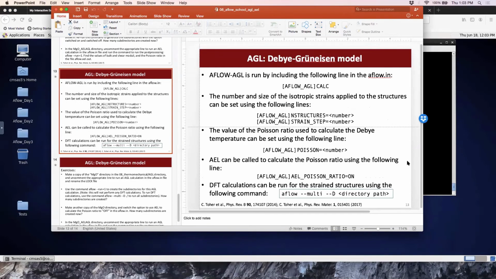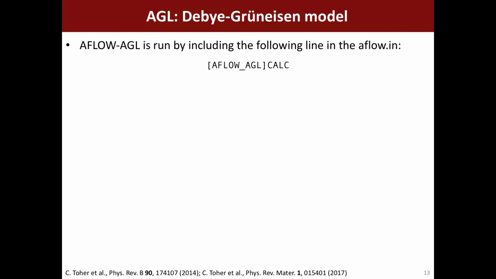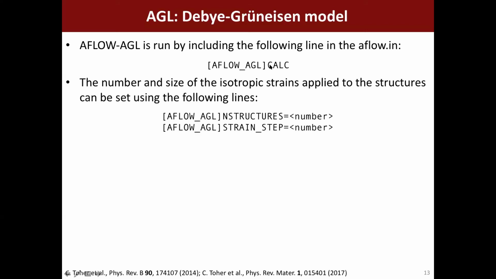Okay, so let me just make this full screen. So again, the concept is pretty similar. You have this calc line that you uncomment. Then you can control the number of structures, so the number of different size cells that you have, and you can also control the step, so what increment you use to do the compression and expansion.